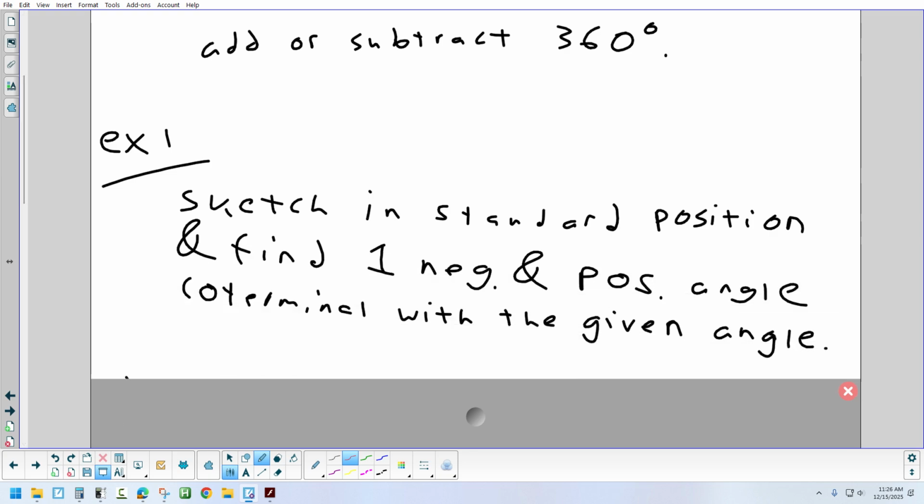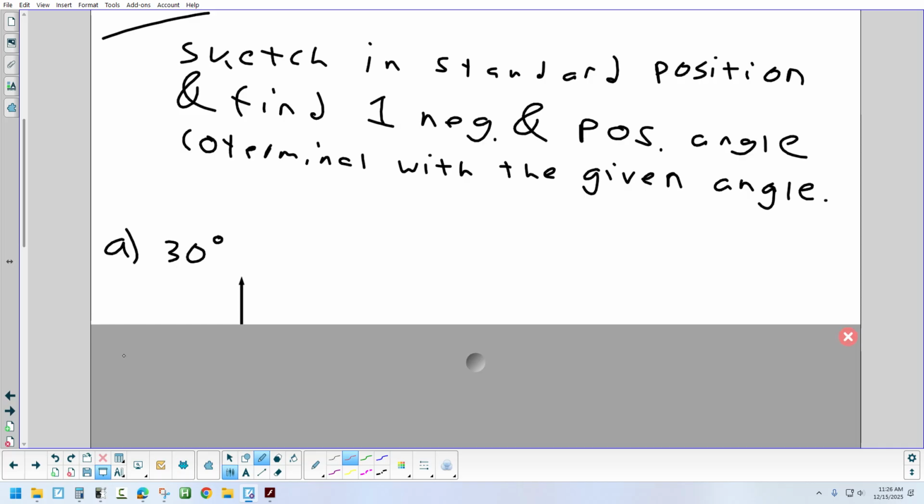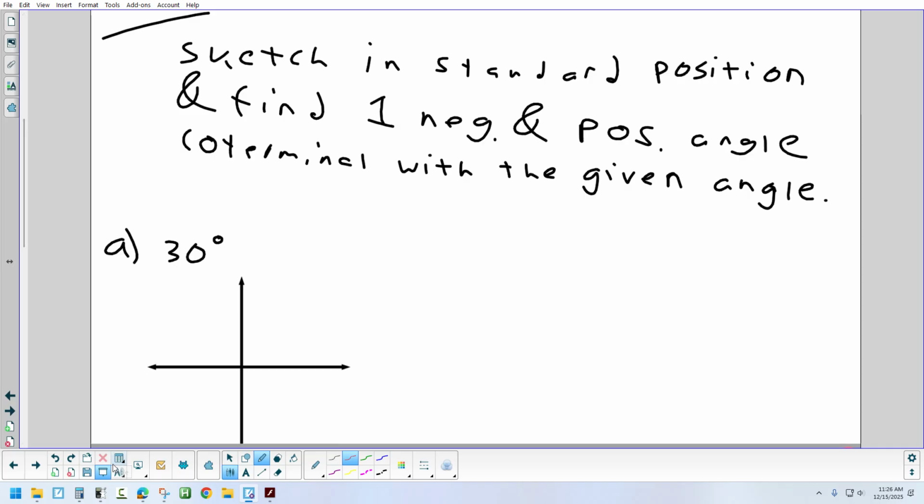So let's practice doing a sketch and then finding an angle that's coterminal and positive, and then we'll find an angle that's coterminal and negative. Okay, so let's start with 30 degrees. We want to make sure we know our quadrants, so when we're referencing where an angle is, we can describe it by what quadrant it's in. So 1 is in the upper right, 2, 3, and 4 going counterclockwise.